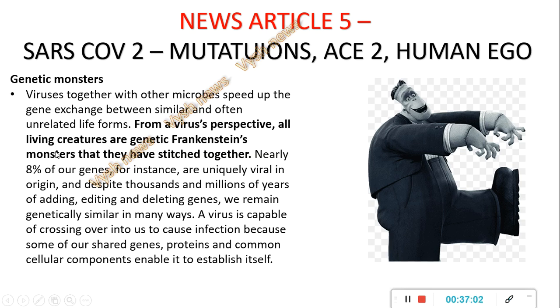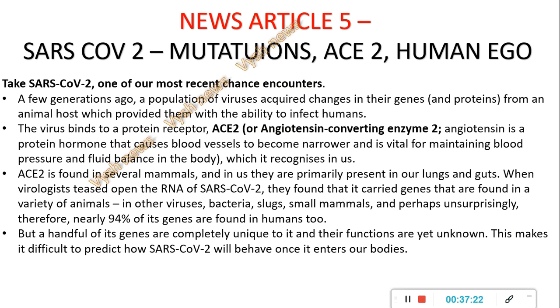So nearly 8% of our genes, for instance, are uniquely viral in origin, and despite thousands of millions of years of adding, editing and deleting genes, we remain genetically similar. If you take the coronavirus also, 80 to 90% of its genes and human genes will be matching. It will be the same, but there are some extra things which are unique to it, which are causing the disease. And that is where the ACE2 comes in.